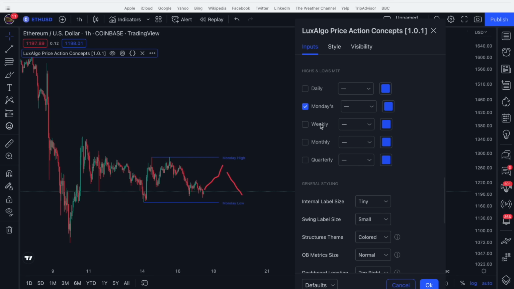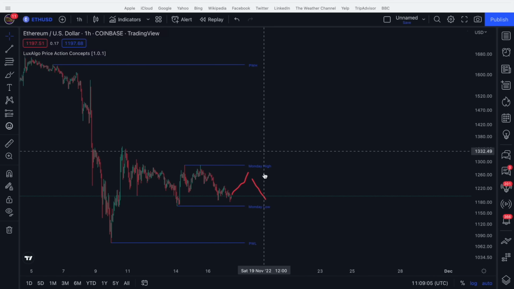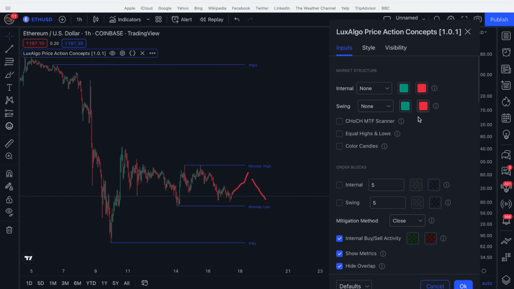And you can see here, you can look at the weekly. Let's turn on the weekly. And this was the previous weekly high and the previous weekly low. So it's showing really nice areas of support and resistance.